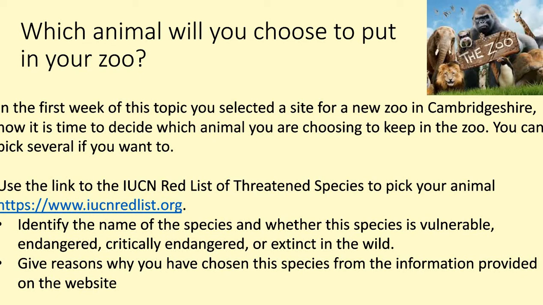So what you need to do is to use this link to look at the red list of threatened species and choose one, or at least one, that you think would be suitable and would be the right species for you to have in your zoo. So you need to identify the name of the species, whether the species is vulnerable, endangered, critically endangered, or extinct in the wild. Give reasons why you've chosen this species from the information provided on the website. Okay, so just to add a bit of context to the sort of information you've looked at already.